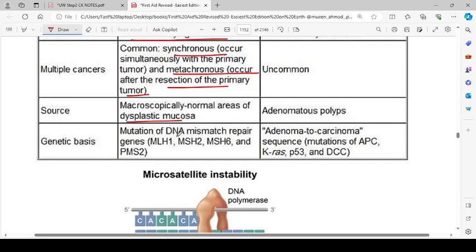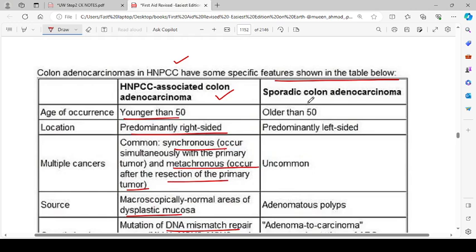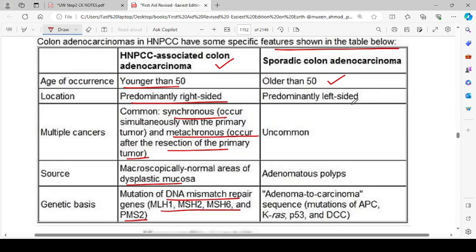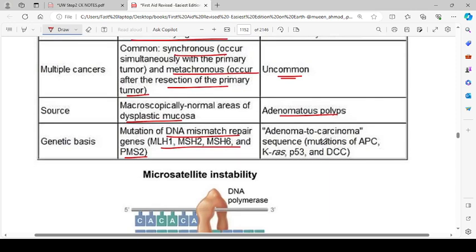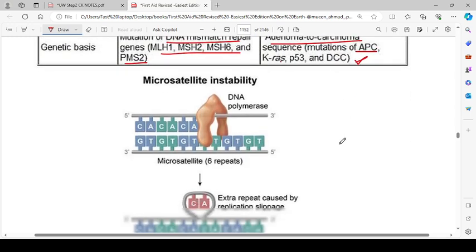Genetic basis is mutation in the DNA mismatch repair genes MLH1, MSH2, MSH6, and PMS2. Sporadic colon adenocarcinoma occurs in people older than 50 years of age. Location is predominantly left-sided. Multiple cancers are uncommon. Source is adenomatous polyps, and genetic basis is the adenoma-carcinoma sequence. Mutation in APC, then KRAS, P53, or DCC can lead to the formation of this.